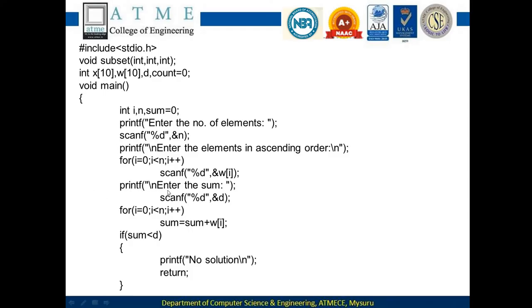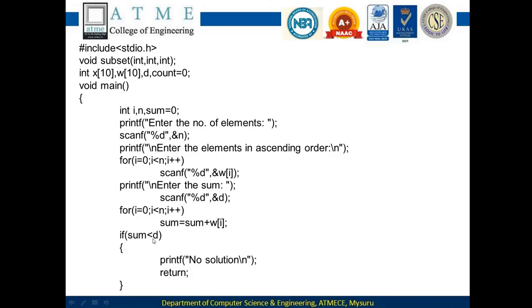And we will ask the user to enter the sum. So whatever the array the user would have entered, we ask the user to enter the sum, which will be stored in d, the variable d that we have declared here. So it will store the sum d. And now for i equals 0 to i less than n, i plus plus, all the elements in the array will be added to find out the total sum of the array that we have entered. So that will be stored in sum.